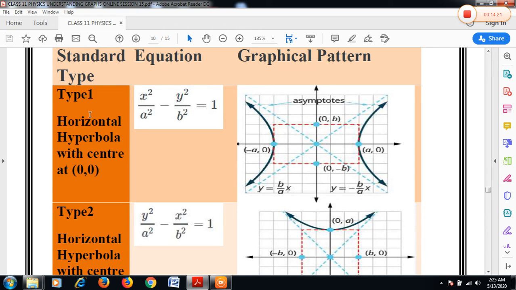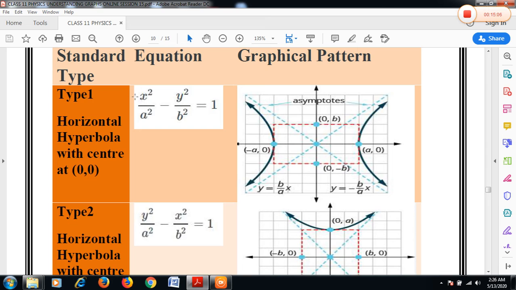As we have said already, this is the horizontal hyperbola having center at (0, 0). These two straight lines are known as asymptotes of the hyperbola, the dotted blue lines. This asymptote has equation y equals b by a x, and this asymptote has equation y equals minus b by a x. So the slope of this asymptote is negative, since it makes an obtuse angle with the positive direction of the x-axis, and the slope of this asymptote, that is b by a, is positive since it makes an acute angle with the positive direction of the x-axis.